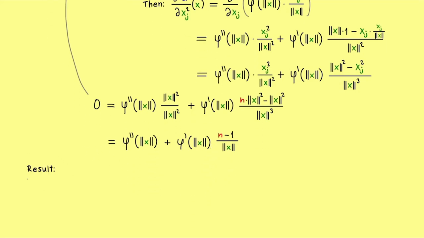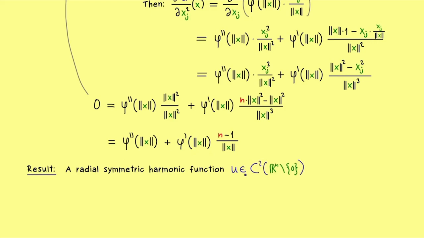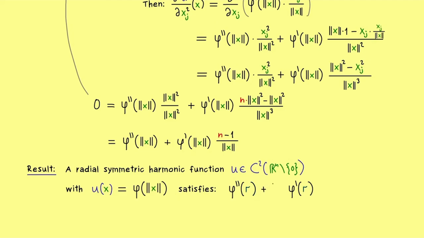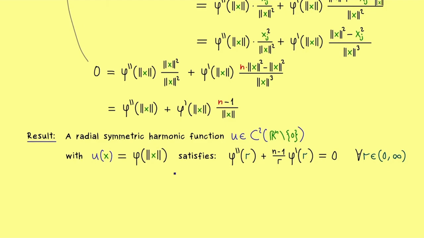So let's summarize that as our important result here. A radial symmetric harmonic function u on a pointed domain can be written with a function phi that satisfies this ODE. And we can write this ODE as the second derivative of phi at the point r plus the first derivative of r, which has the factor n-1 divided by r. And this should be equal to 0 for every r between 0 and infinity. So this is quite nice, and with our knowledge of ordinary differential equations, we can immediately solve this one.